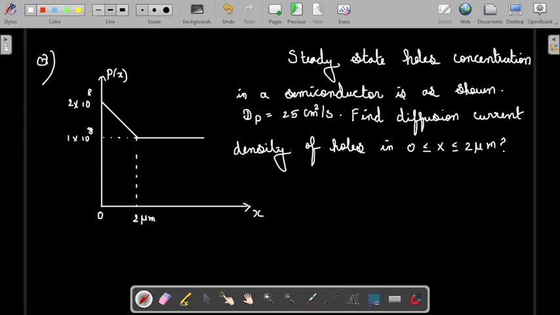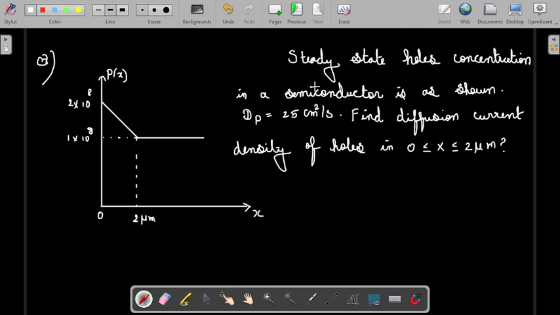So this is one of the GATE questions. I think it may be from 2014 or 2016, I'm not sure. The question gives a graph showing a profile of hole concentration across the distance x. This is nothing but the semiconductor region only. So you can consider a semiconductor lying here, and the concentration gradient is given like this.